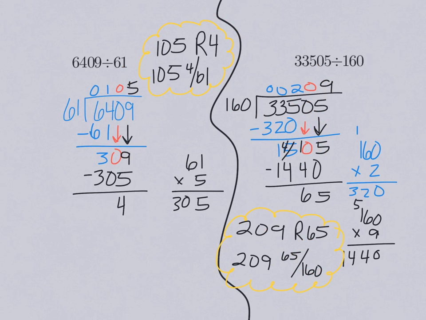So I just wanted to point that out. It doesn't happen in every problem, but when it does happen, when you bring a number down and you can't take away your divisor from it, you have to make sure you include that it goes in 0 times, and that ends up on top.